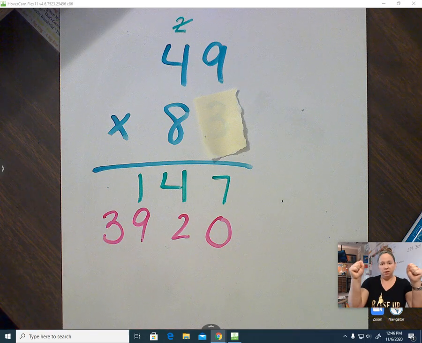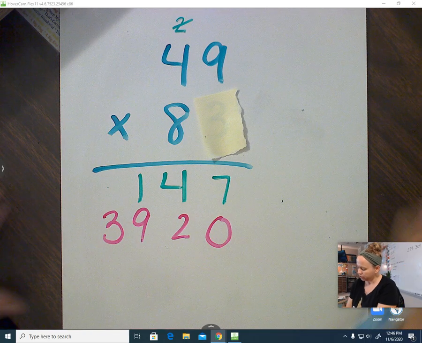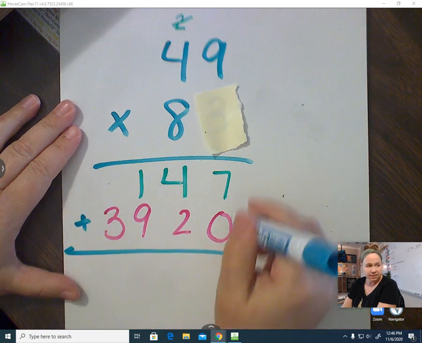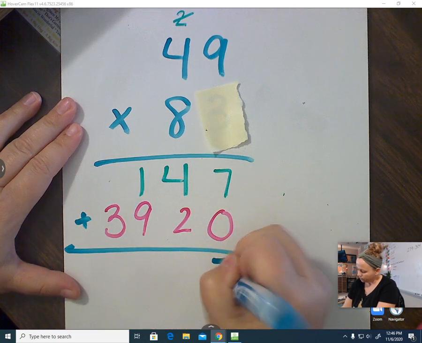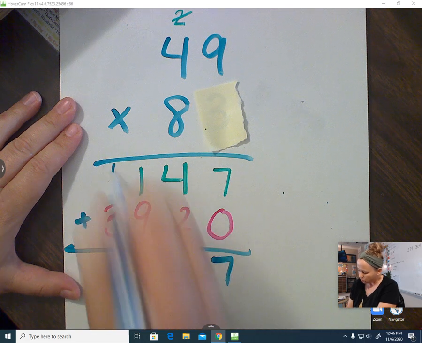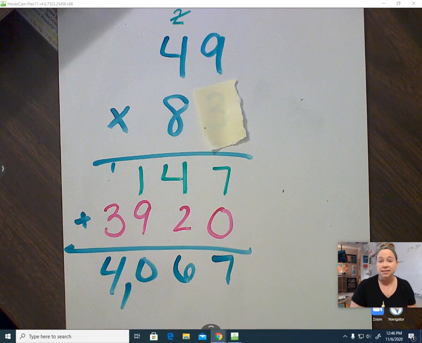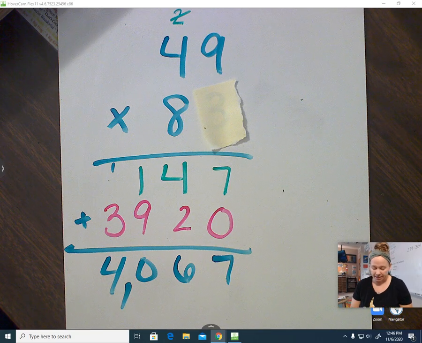I broke them apart, multiplied, I'm putting them back together. And my answer here, I'm going to add 7 plus 0 is 7, 4 plus 2 is 6, 1 plus 9 is 10. I carry the 1. 1 plus 3 is 4. 1,2,3, comma. Did you get 4,067? Yes, fist bump. And even if you didn't, check and see where you made that mistake.